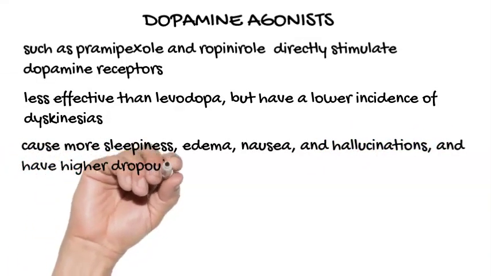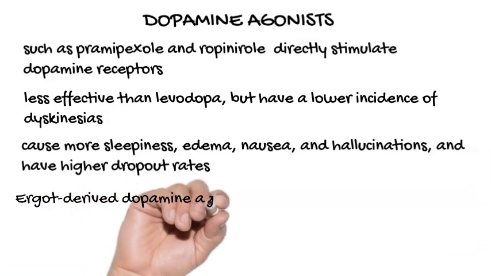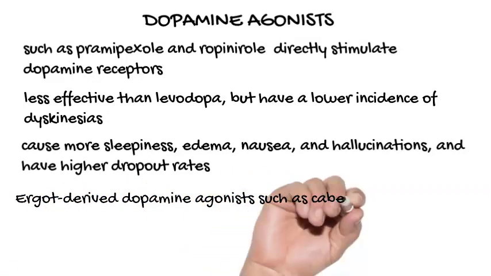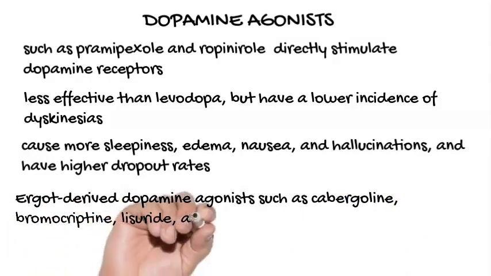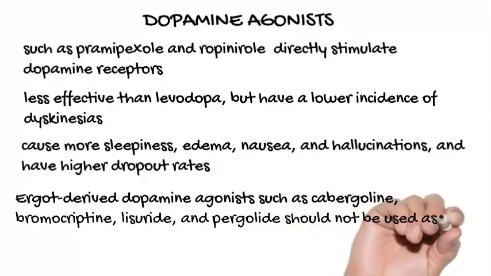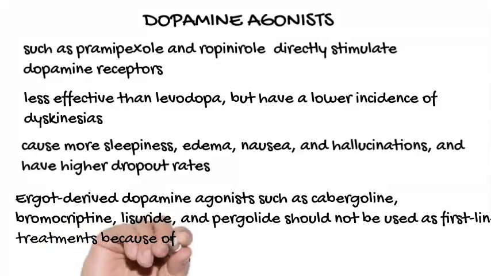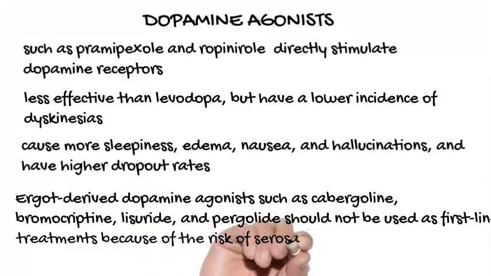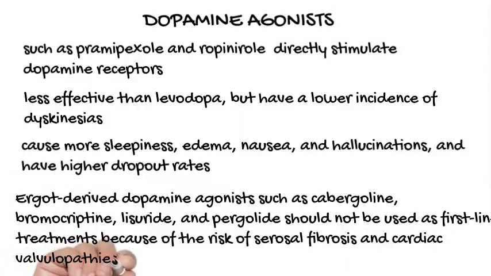Ergot-derived dopamine agonists such as cabergoline, bromocriptine, lisuride, and pergolide should not be used as first-line treatments because of the risk of serosal fibrosis and cardiac valvulopathies. If ergot-derived dopamine agonists are used, baseline and annual echocardiography, chest radiography, and testing of erythrocyte sedimentation rate and renal function should be performed.